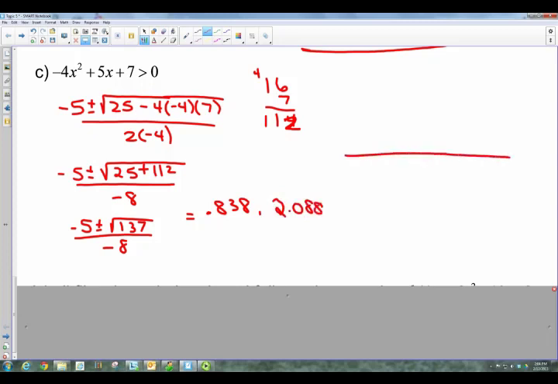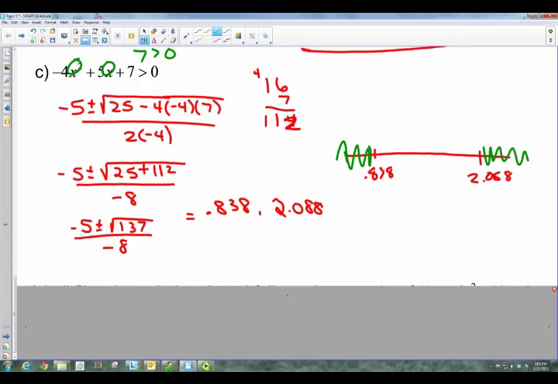Okay, so those go on our number line. So here's 0.838. Here's 2.088. And we substitute a number in. So if we choose 0, now 0 is over here on the far left. So I substitute 0 in, I get 7 is greater than 0. And that's true. So when it's true, I shade in the direction of the true spot. And the true is on the outside.